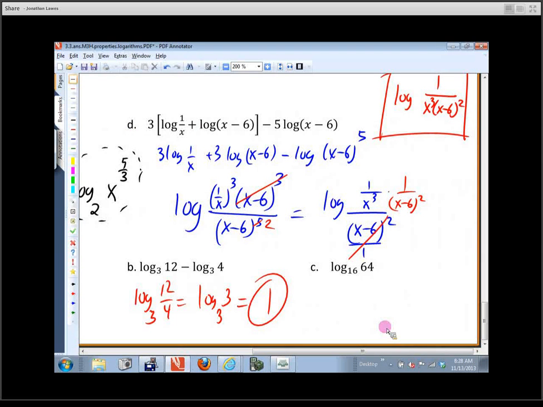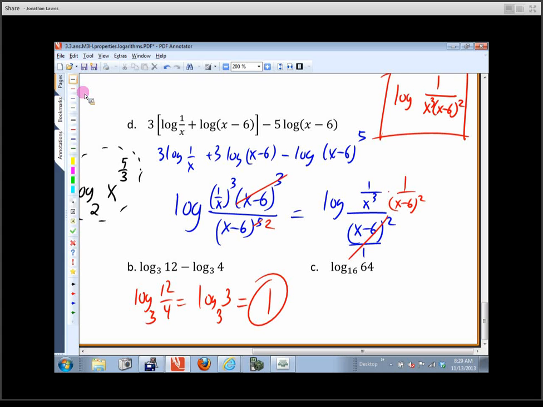This is log base 16 of 64. Log base 16 of 64. Okay? Anybody know what the answer is? Good, because I don't. I haven't done this problem before. I don't know if I've done a million math problems in my life, but it's probably getting pretty close. I've not done this problem before.